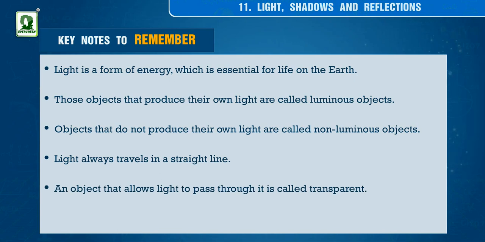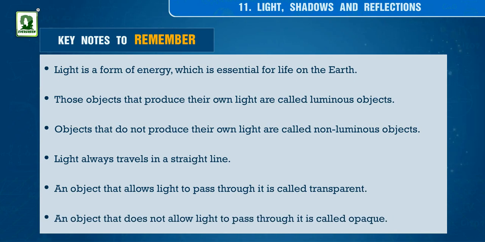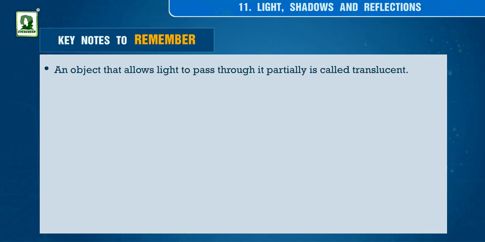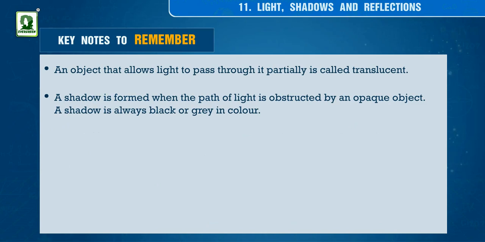An object that allows light to pass through it is called transparent. An object that does not allow light to pass through it is called opaque. An object that allows light to pass through it partially is called translucent. A shadow is formed when the path of light is obstructed by an opaque object. A shadow is always black or gray in color.